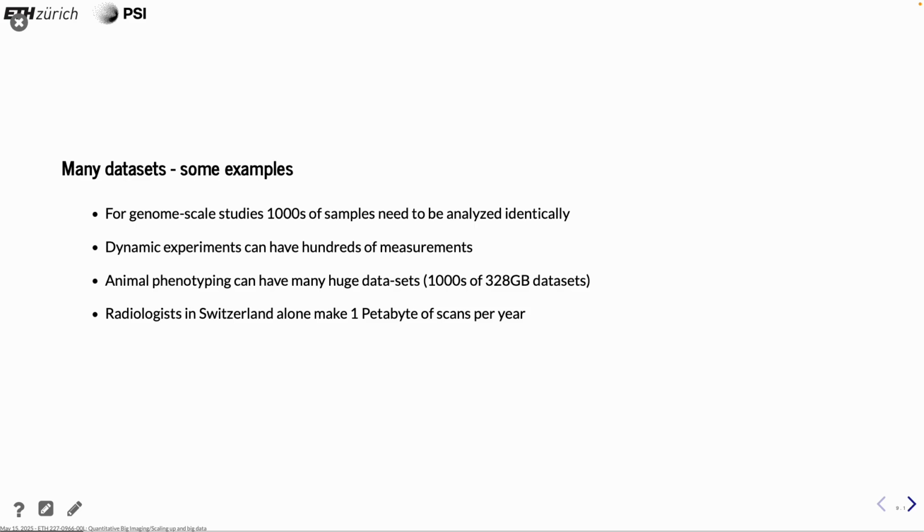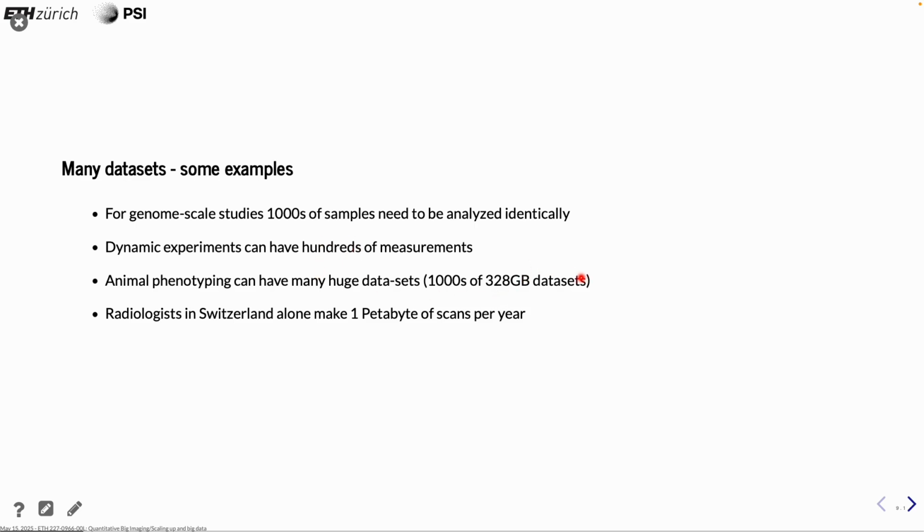So we have some data sets. If you're looking at genome scale studies with thousands of samples, that's not unusual. And you need to analyze all these in the same way. You may have dynamic experiments, some process that is flying through, and you have also hundreds of measurements like that. When you go into phenotyping, you can have really huge data sets because the biological variation requires that you really do large samples in order to have statistical power in your investigation.